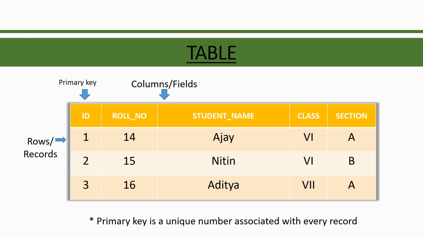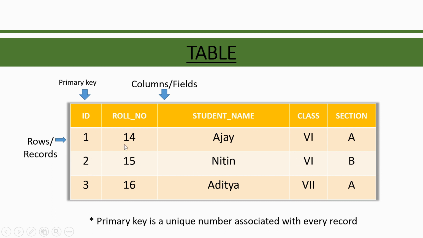Okay, every table must have a primary key. So you can say that this is a primary key. The ID is 1, 2 and 3. When I say that a primary key is a unique number associated with every record, it means every record, so this one complete entity right from here, and all the fields that represent one record.